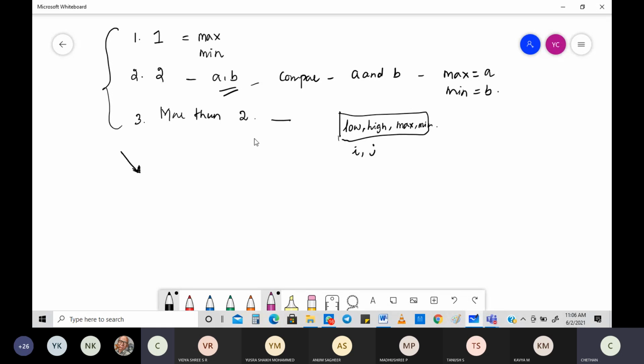Now, people may be asking why I and J, why not low and high? You can use low and high. I'm just following the VTU conventions of using I and J, because at any point of time we should not deviate from VTU, right? VTU is the ultimate, because there your results and everything matter. So let's go and look into this.